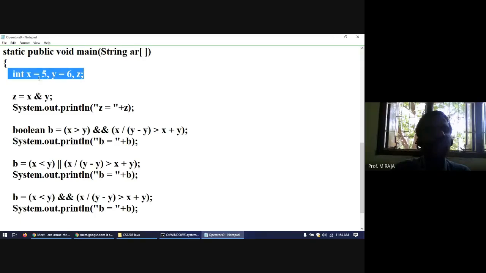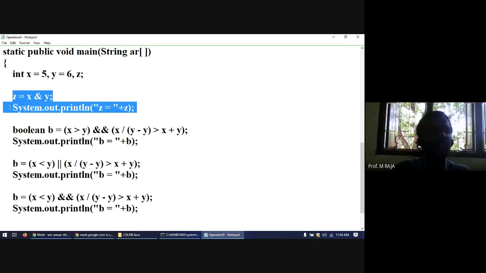Consider these lines of code. x is 5, y is 6, z is equal to x ampersand y. This is simply the bitwise AND operation on the operands 5 and 6. You write 5 in binary form, say in a 32-bit register, and represent 6 in a 32-bit register, perform the bitwise AND operation on the operands x and y, and find the equivalent quantity that is stored in the variable z in integer form. So this is not new to you. Already we have seen the bitwise AND operation.